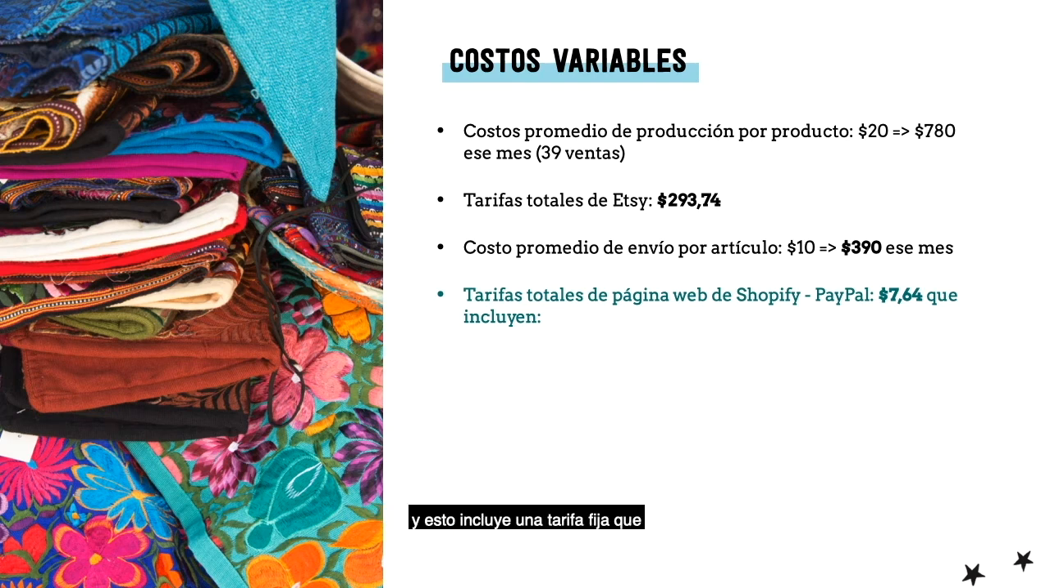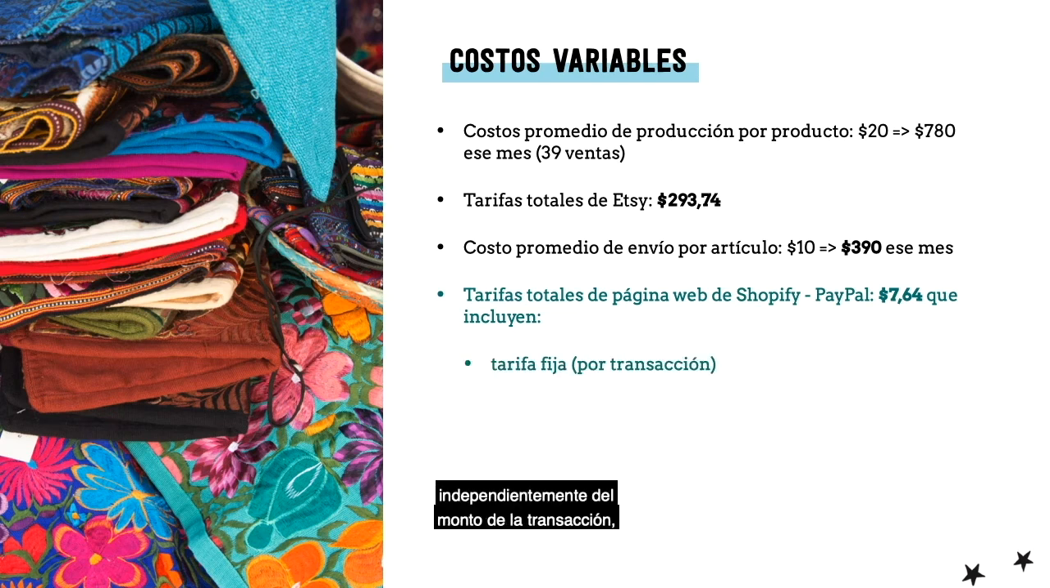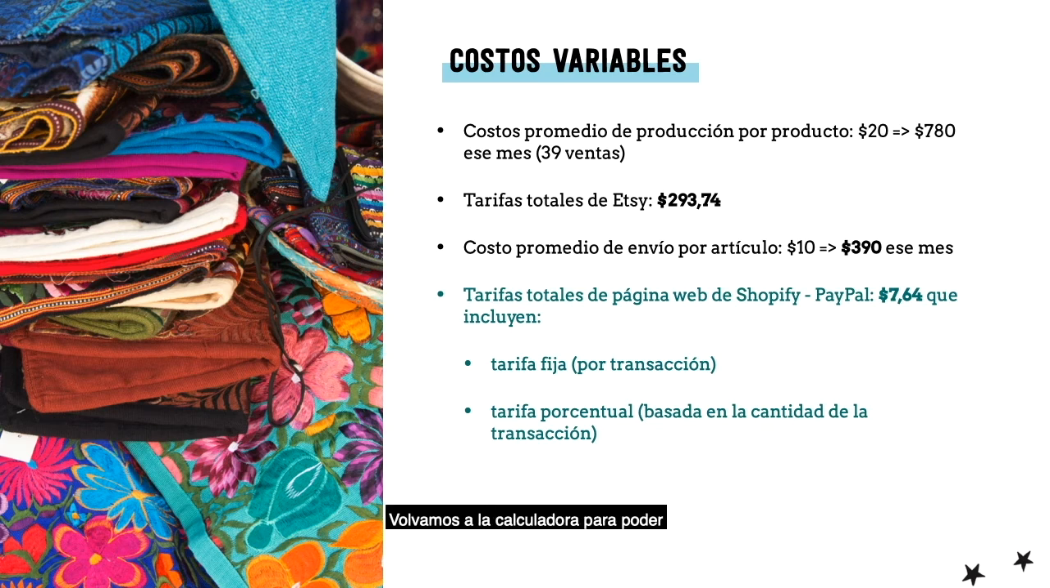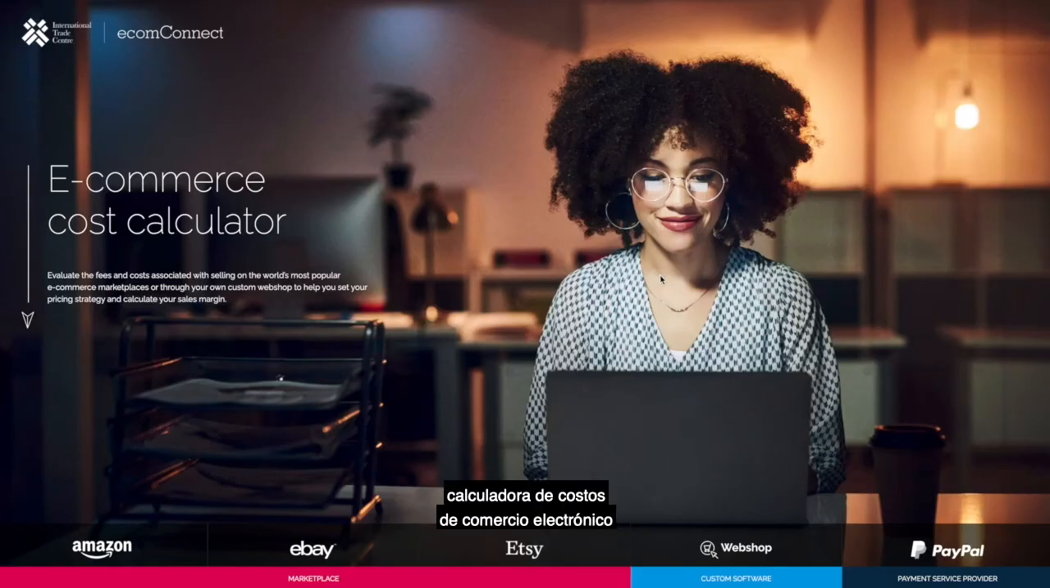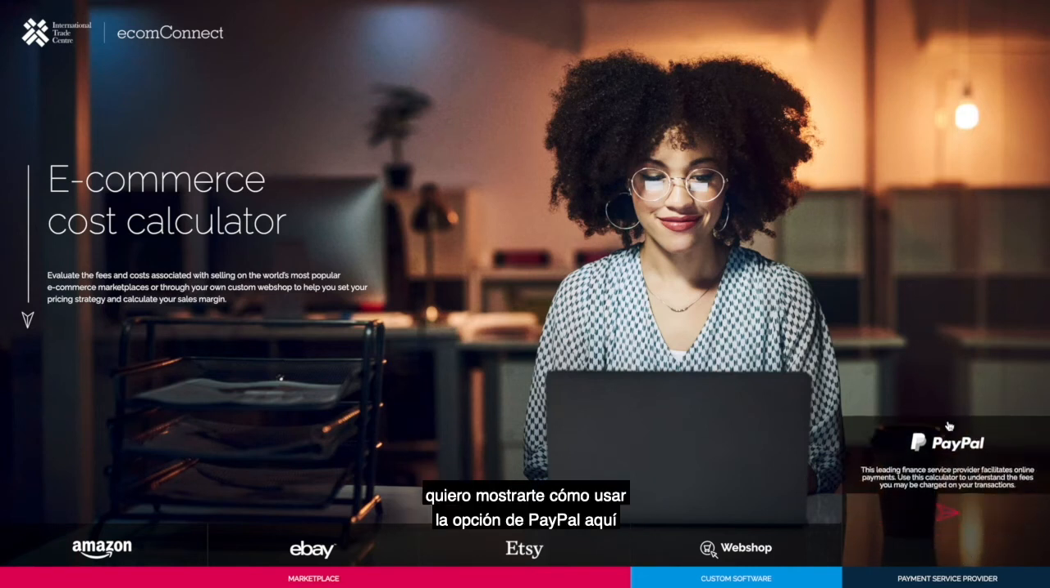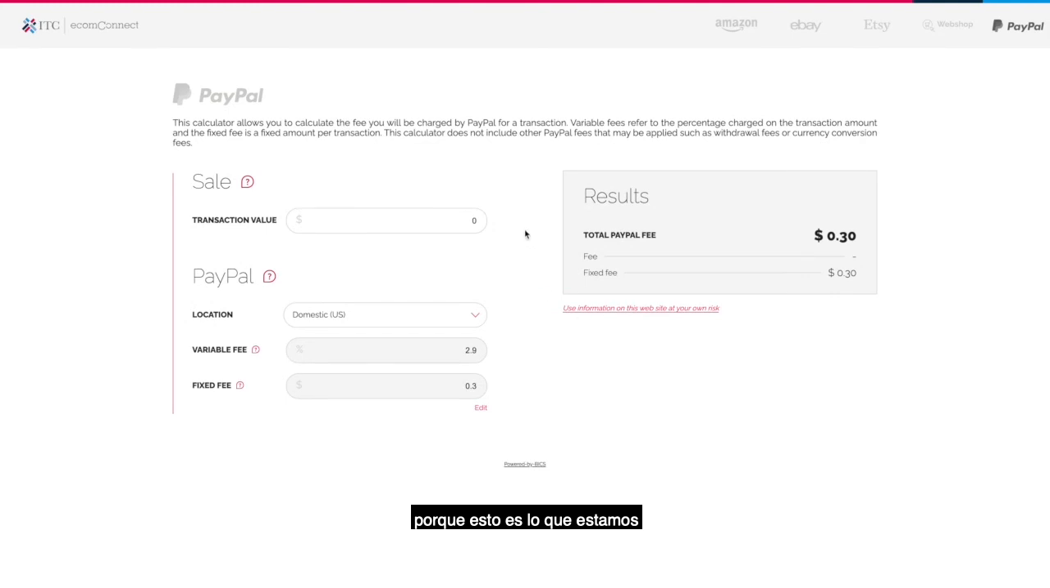$7.64, and this includes a fixed fee that's charged per transaction, regardless of the amount of the transaction, and a percentage fee that's actually this time based on the transaction amount. Let's jump back into the calculator so I can show you how to calculate this. So here we're back in the e-commerce cost calculator from ecomConnect, but this time I want to show you how to use the PayPal option here, because this is what we are using on the Shopify website in this example.